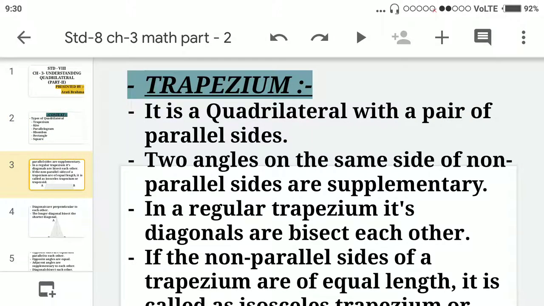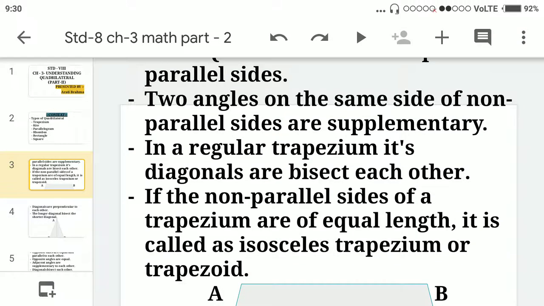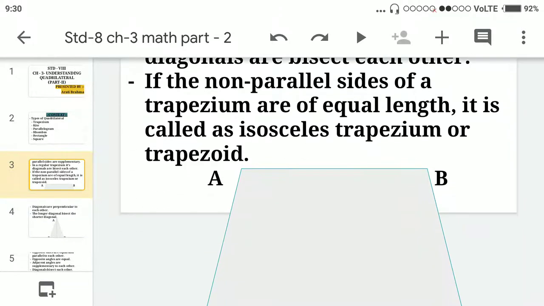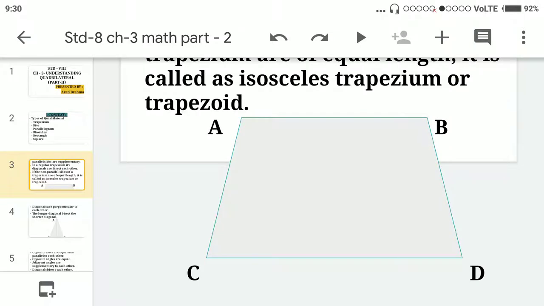So basically what are the properties of a trapezium we are going to read. It is a quadrilateral with a pair of parallel sides. At least one pair of parallel sides is required to form a trapezium. Two angles on the same side of the non-parallel sides are supplementary. What does it mean? See, in this figure, ABCD is a trapezium and since AB is parallel to CD, just recall your parallel lines property that if two lines are parallel and one transversal line is there, the angles present on the same side of the transversal line will be supplementary.